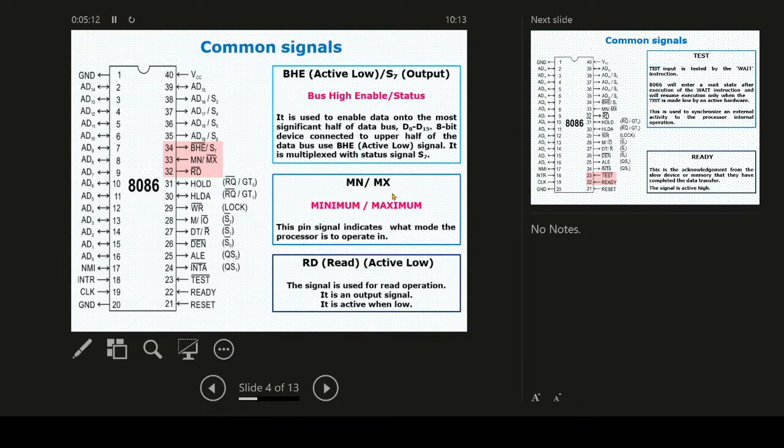Next we have the minimum and maximum pin, which helps the microprocessor indicate what mode it is working in, whether the minimum mode or the maximum mode. And we have the read pin, pin number 32, which is used for the read operation when it is active in low condition.